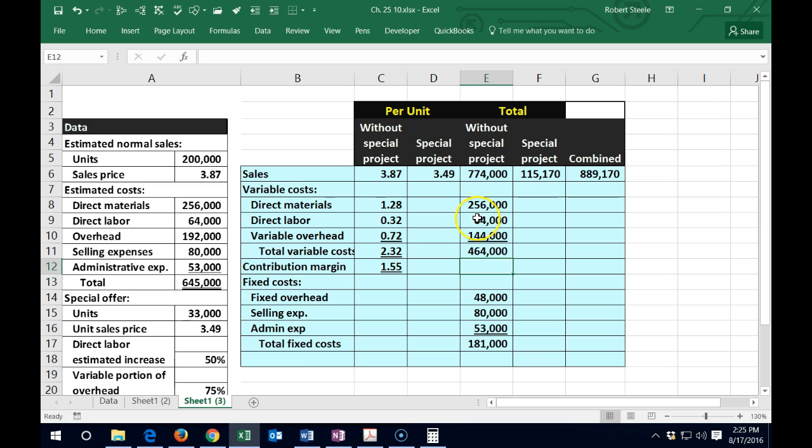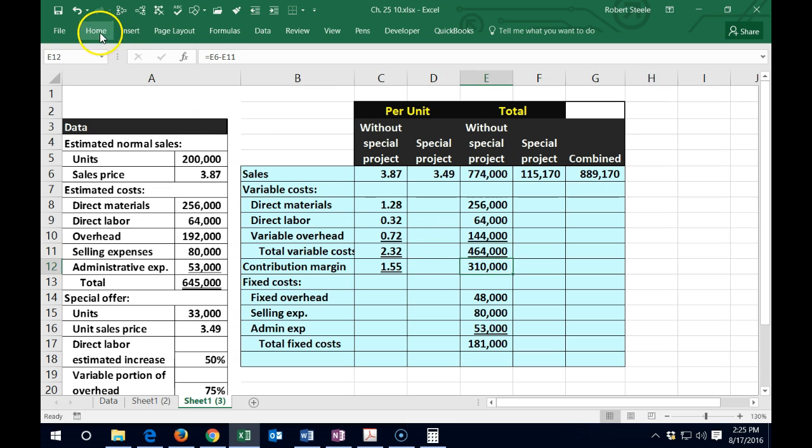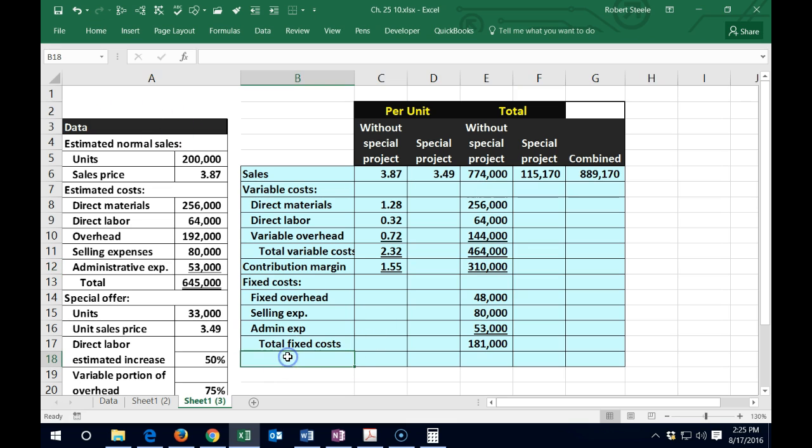And then we can calculate the contribution margin, which would be the sales. This is the total contribution margin rather than contribution margin per unit, minus the variable costs. And of course, we could also have taken the 200,000 times the contribution margin per unit to get to that same number there. I'm going to go ahead and underline this. Home tab, underline here. I'll double underline here.